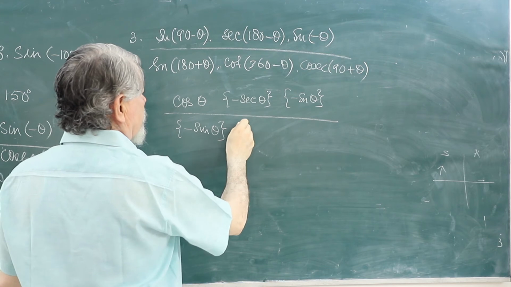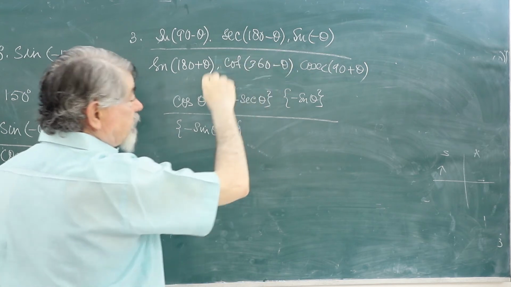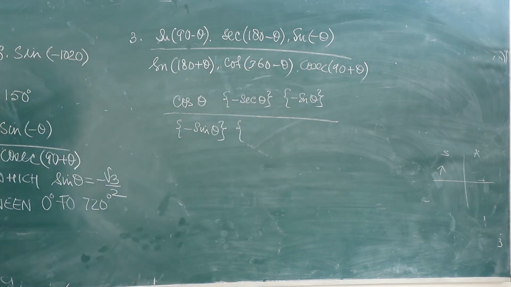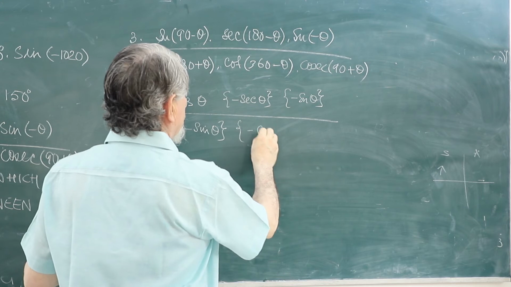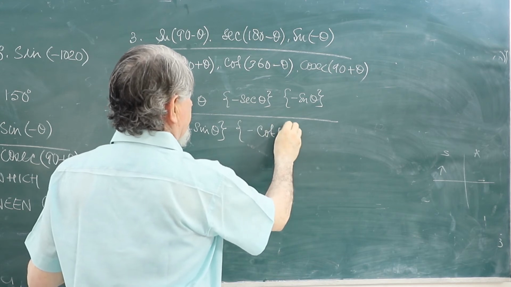And here, cot 360 minus theta. Cot 360 minus theta means again it is going to come into the fourth quadrant, and in the fourth quadrant only cos and sec are positive, the rest are negative. So it will become minus cot theta.